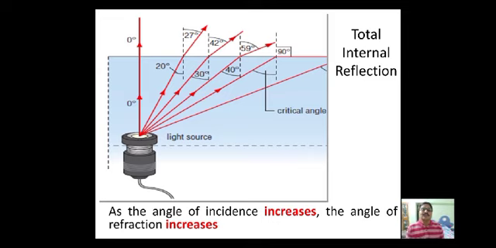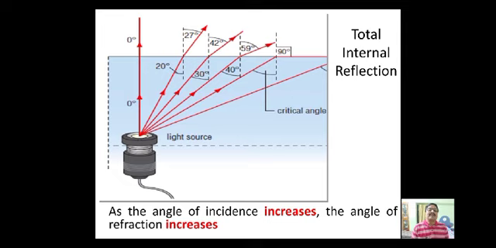This diagram shows the light source and the rays incident on the surface between two mediums. Here, as the angle of incidence increases, the angle of refraction also increases. You can see when the angle of incidence is 20 degrees, the angle of refraction is 27 degrees. When the angle of incidence is increased to 30 degrees, the angle of refraction is 42 degrees. As we increase the angle of incidence again, for 40 degrees, the angle of refraction is 59 degrees.